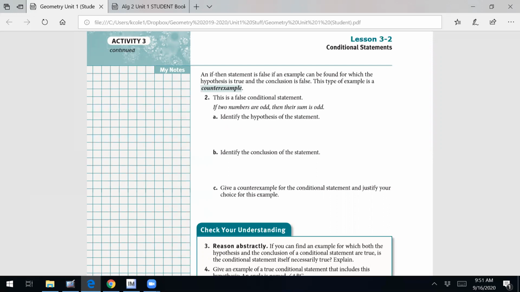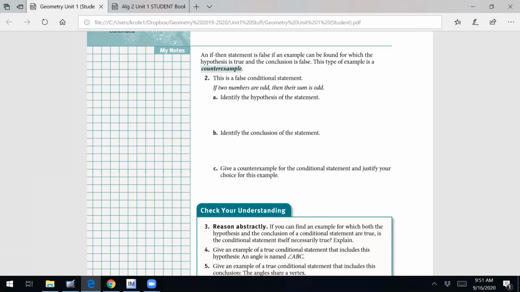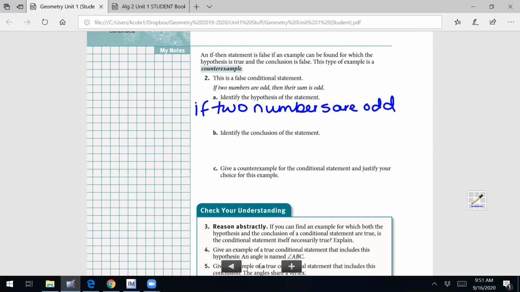Okay, so it says, number 2, this is a false conditional statement. If two numbers are odd, then their sum is odd. Okay, so that might be true in some cases, but we can find a counterexample. It says identify the hypothesis of the statement. So what's the hypothesis of number 2? That's right. If two numbers are odd, that is our hypothesis. That's the P of this situation.